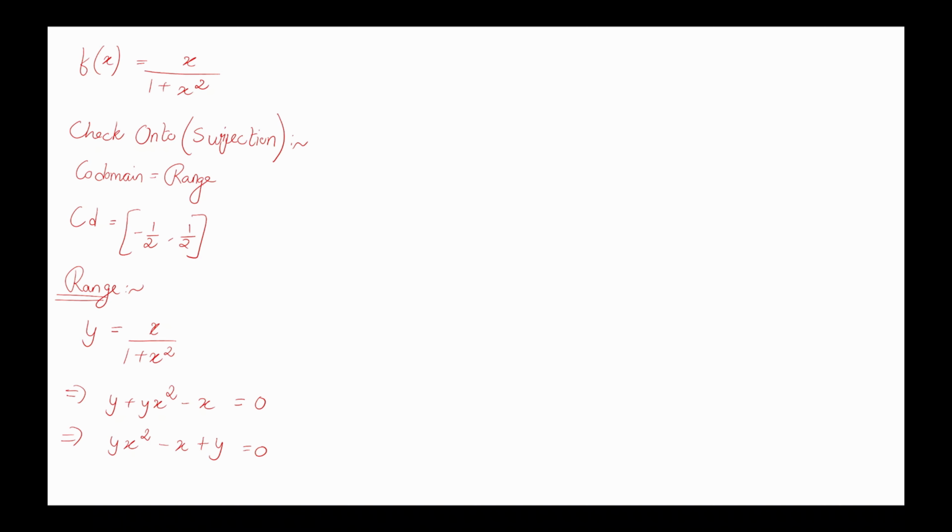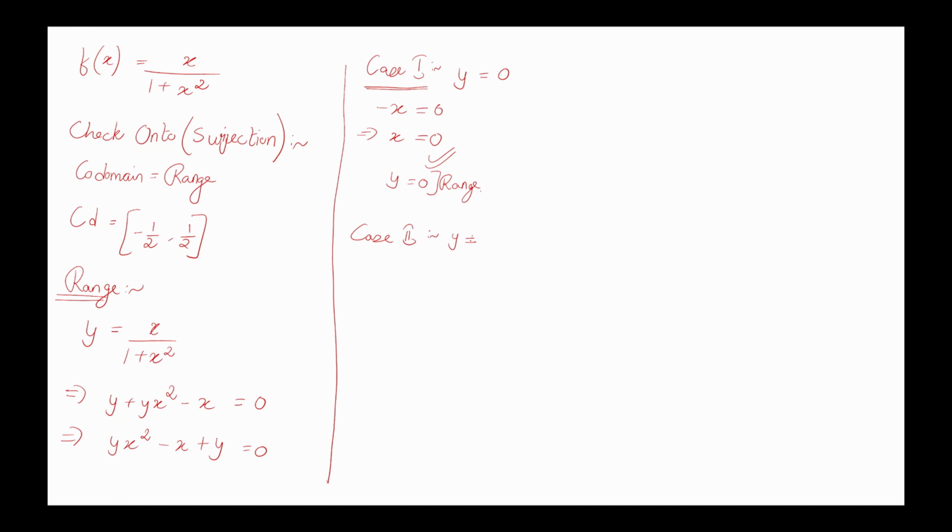Now this has basically become a quadratic equation. So how do I solve my quadratic equation? I take two cases. Case 1, I make the coefficient of x square 0. So what if I take y equals 0? If I take y equals 0, I get minus x equals 0. That means x equals 0. Is x equals 0 in my domain? Yes, it is in my domain. That means this is a right value. y equals 0 is in my range. Now I'll check for the other case where y is not equal to 0.